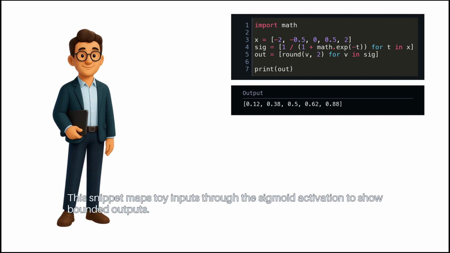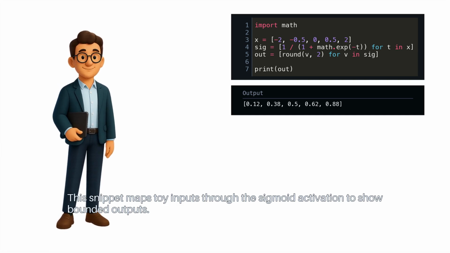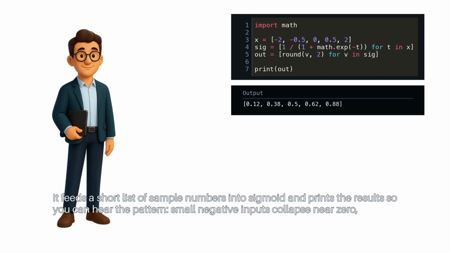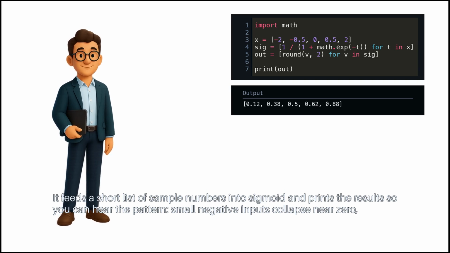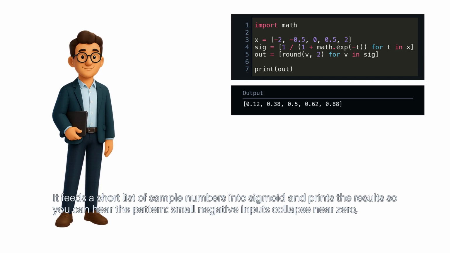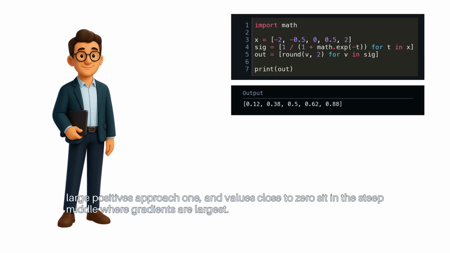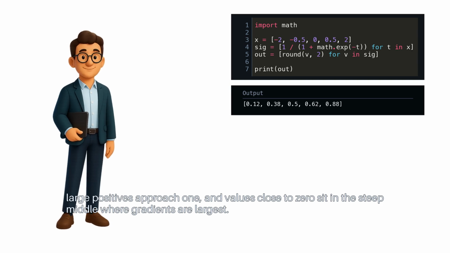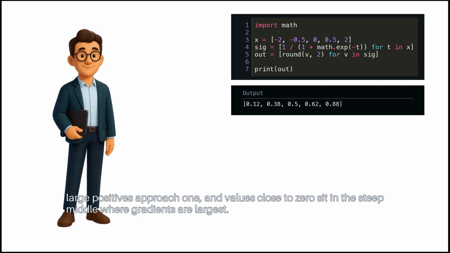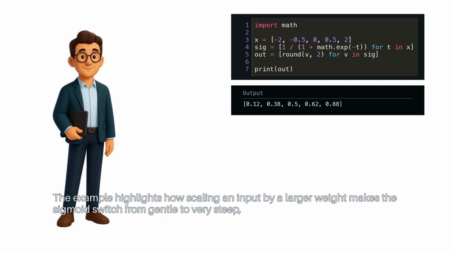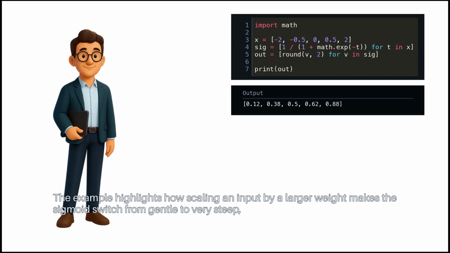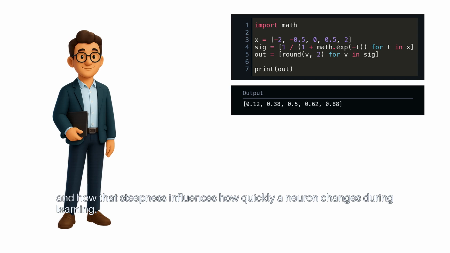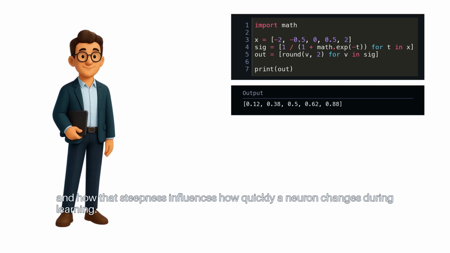This snippet maps toy inputs through the Sigmoid activation to show bounded outputs. It feeds a short list of sample numbers into Sigmoid and prints the results, so you can see the pattern. Small negative inputs collapse near 0. Large positives approach 1, and values close to 0 sit in the steep middle where gradients are largest. The example highlights how scaling an input by a larger weight makes the Sigmoid switch from gentle to very steep, and how that steepness influences how quickly a neuron changes during learning.